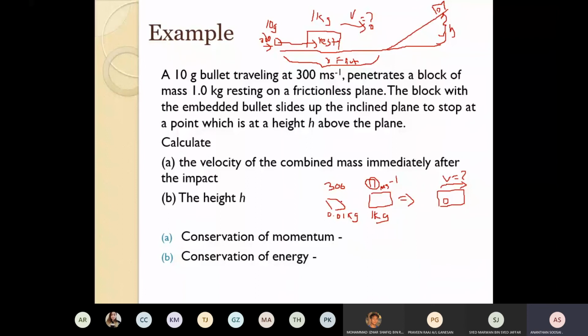So based on conservation of momentum, the momentum of the bullet, 300 times 0.01, plus the momentum of the block, which is 0, equals the final momentum. Both masses together make 1.01, the total mass, times v. This is your final answer. So v is 3 divided by 1.01, which is the speed at which it rises up.